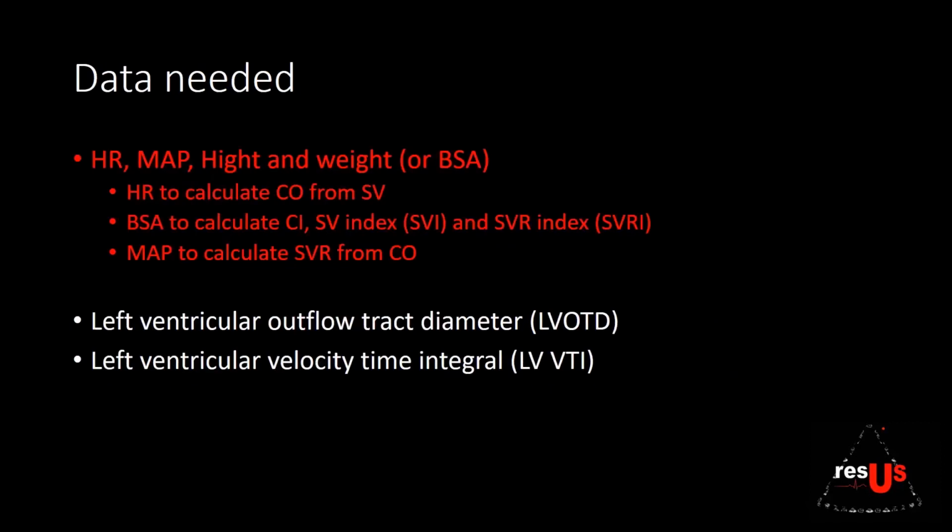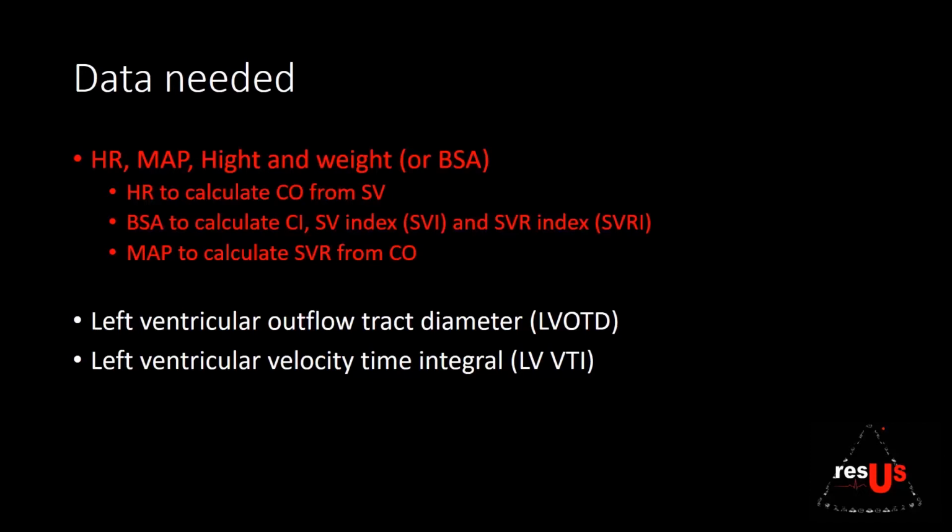So for this particular episode, the clinical data is essential. You need to know the heart rate, the mean arterial blood pressure, and the height and weight of the patient or the patient's BSA. You need to know the heart rate because you have to calculate the cardiac output from the stroke volume. You need to know the BSA because that's how we can calculate the cardiac index and the stroke volume index, and if you measure it, the systemic vascular resistance index. And we need to know the MAP so we can calculate the SVR from the cardiac output.